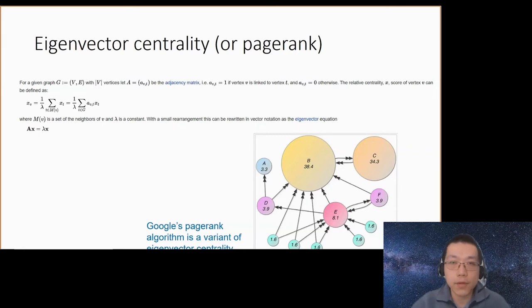So hopefully this gives you an idea of how eigenvector centrality works. It not only takes account of one's own degree centrality, but also of one's neighbors' degree centrality and so on through the network.